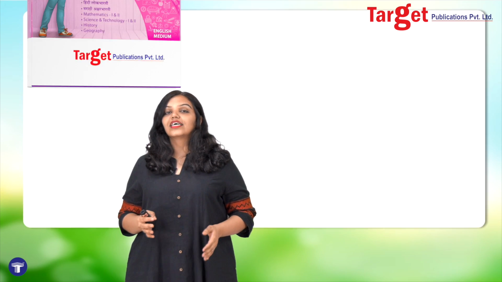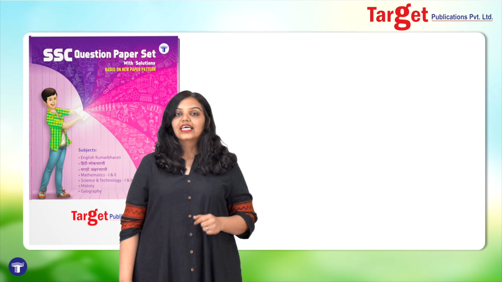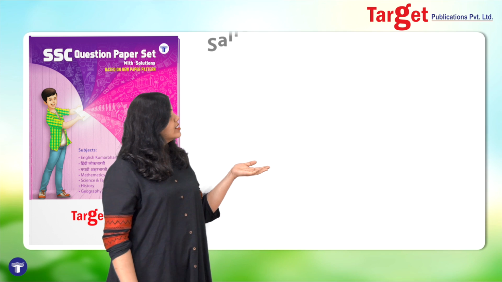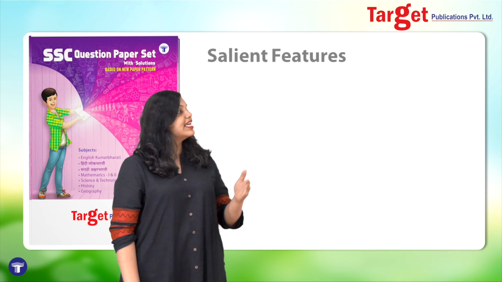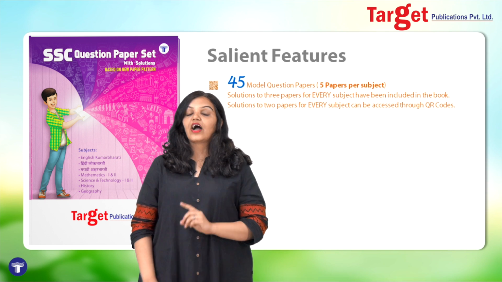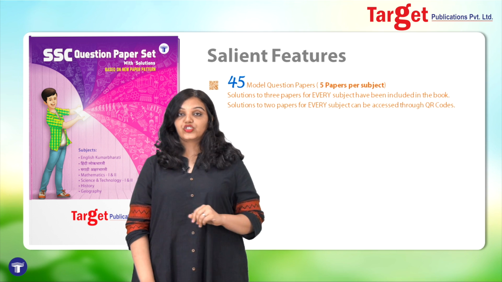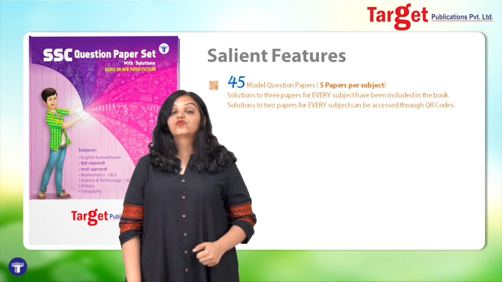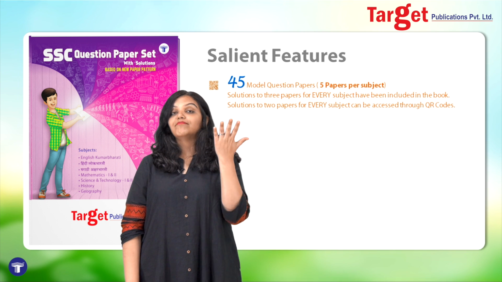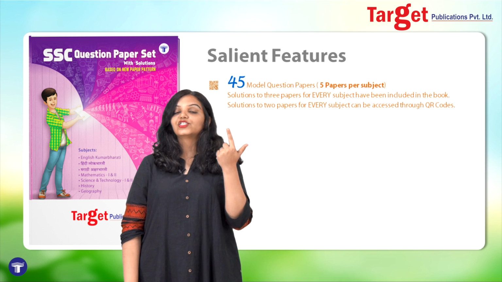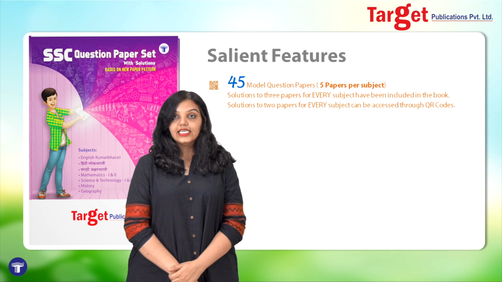So let's take a look at the general features of this book and what it has to offer. Let's read what are its salient features. The first and most important thing about this book is that it comprises 45 model question papers. You have been provided with 5 question papers per subject. So that's 5 for history, geography, science 1, science 2, maths 1, maths 2, English, Hindi and Marathi. That's 9 sections with 5 papers each.